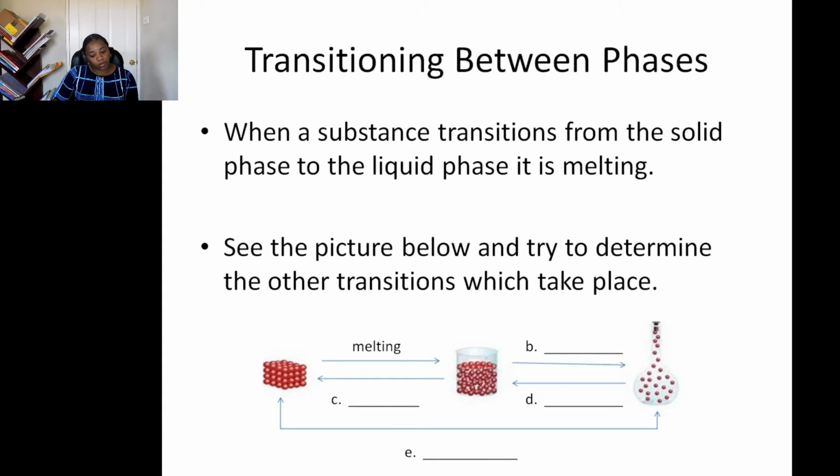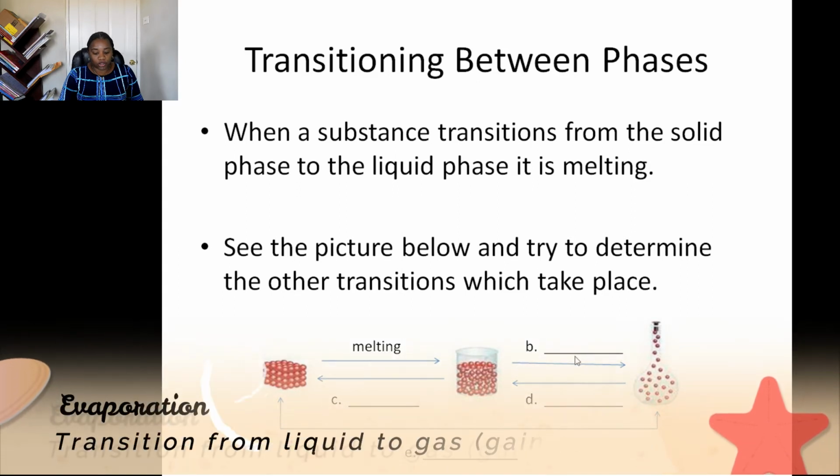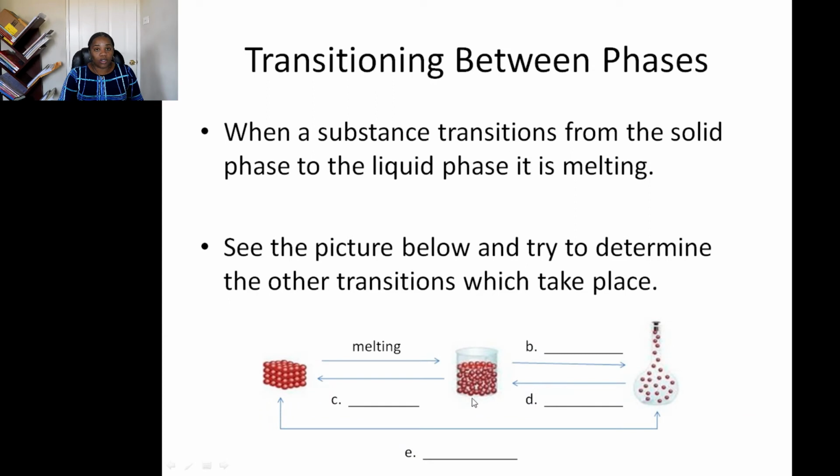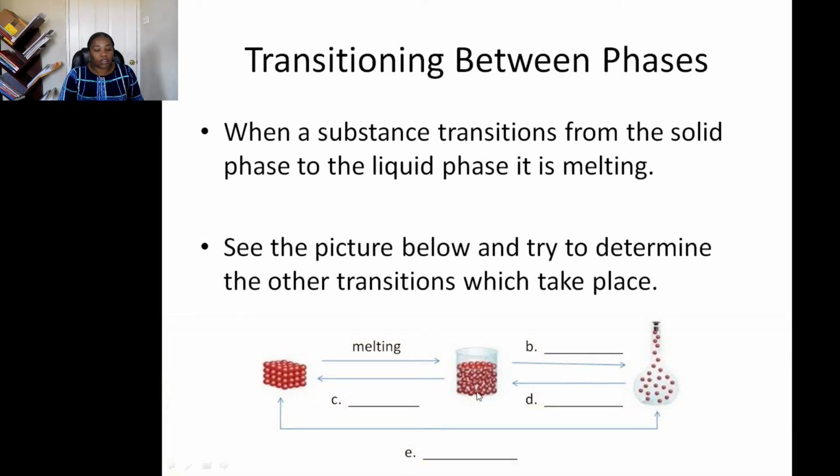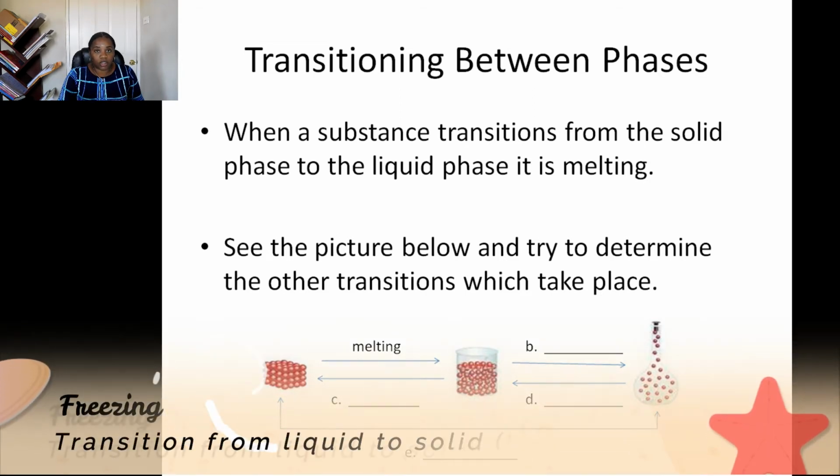You see the picture below? Let's try to determine the transitions which are going to take place. So, if you have a liquid transitioning into a gas, what is happening is something called evaporation. If you have a gas going back into a liquid, that is called condensation. If you have a liquid transitioning into a solid, that is known as freezing.